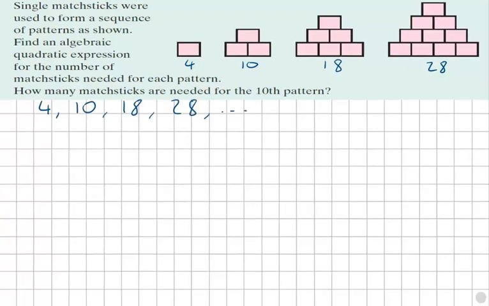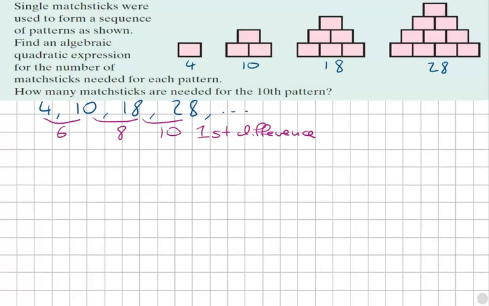So writing out our sequence, we find the first difference. To get from 4 to 10, we add 6. To get from 10 to 18, we add 8. To get from 18 to 28, we add 10. So the first difference is 6, 8, and 10. Clearly, they are not the same. So therefore, it's not a linear sequence. And we know that anyway because they tell us in the question it's quadratic.